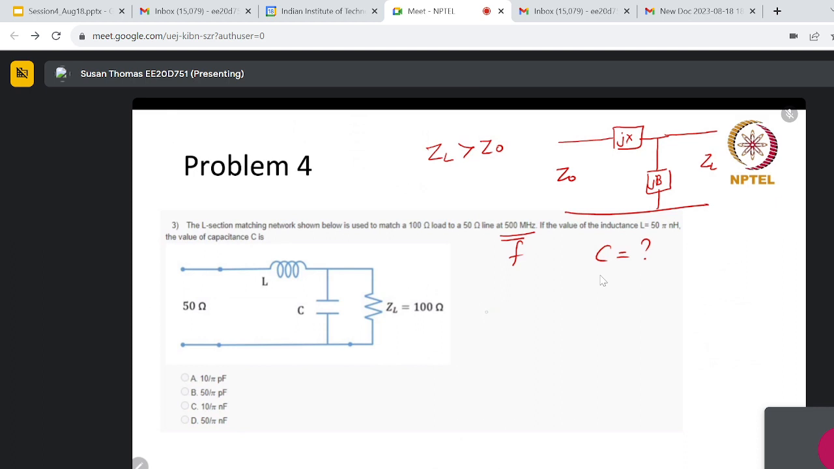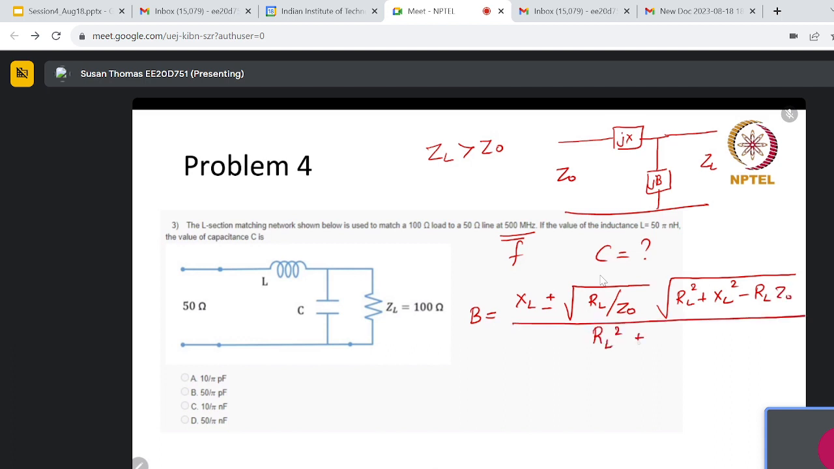In case of an L section network, I hope you remember this: B is equal to (XL plus or minus the square root of RL times (Z0 minus RL) upon RL) upon Z0. If you have gone through the lectures, you know this. And from B, you can find C. It will be B by 2 pi F. So this is the capacitance.